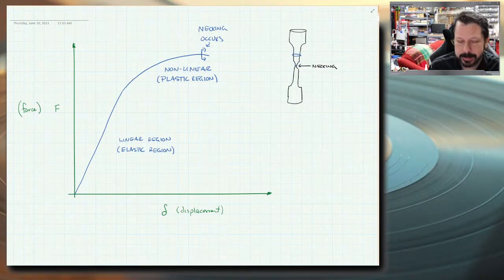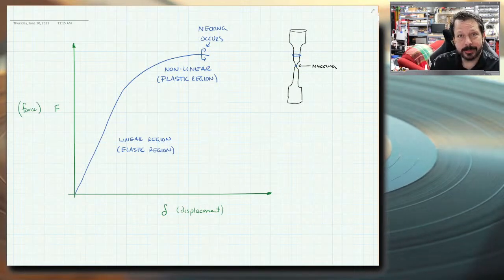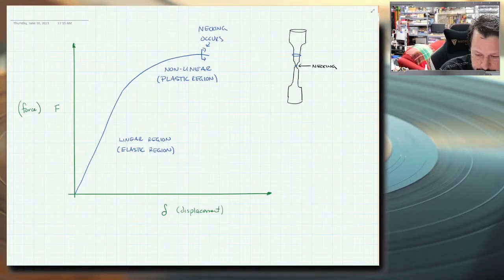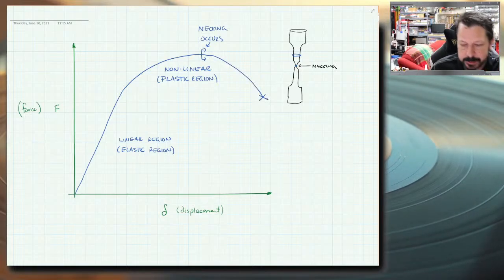Smaller cross section there. Remember our idea of stress from last time. Stress was force over area. If this area gets smaller, then the same amount of force will create a higher stress, which will make it stretch even more, which makes the area even smaller, which makes it even higher stress under the same load, and it's a cycle to failure at that point. And so what does happen in our graph here is it goes down and breaks.